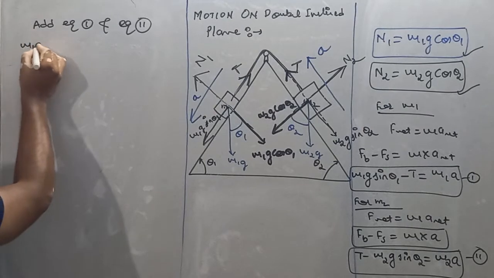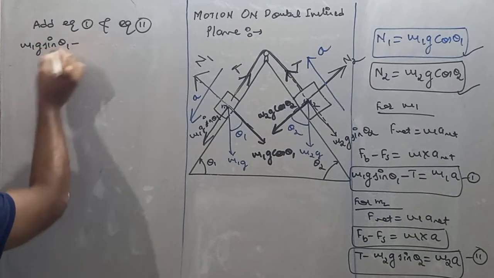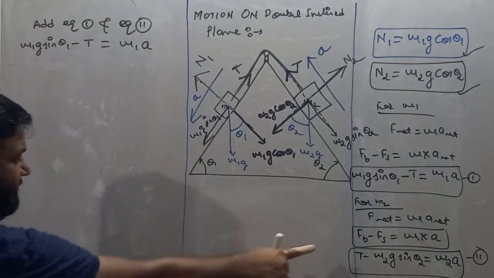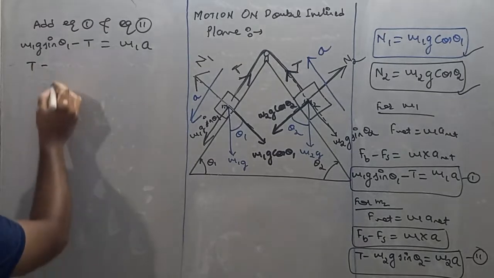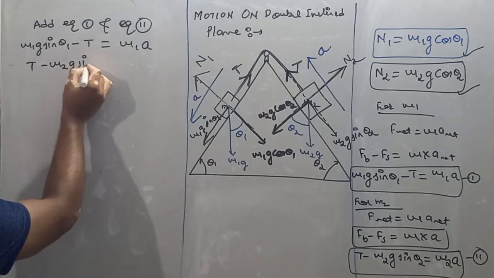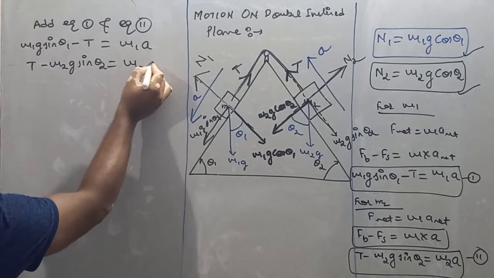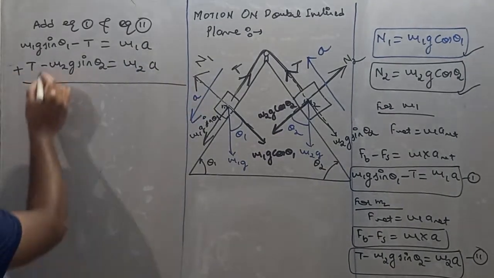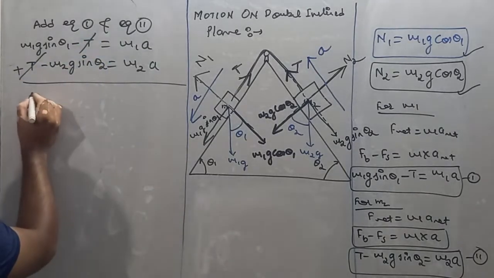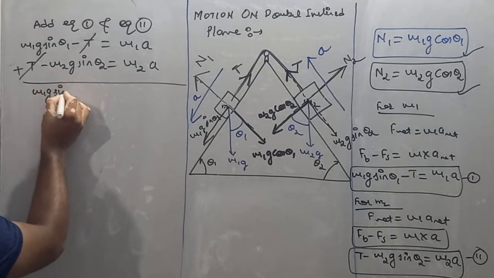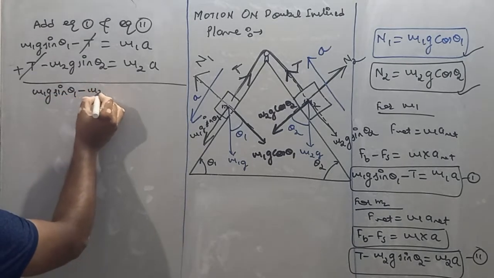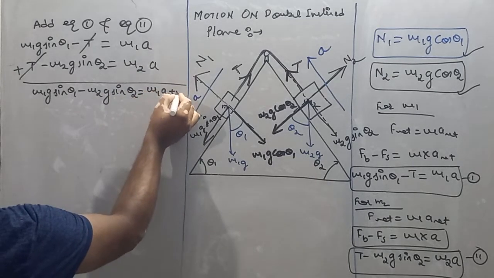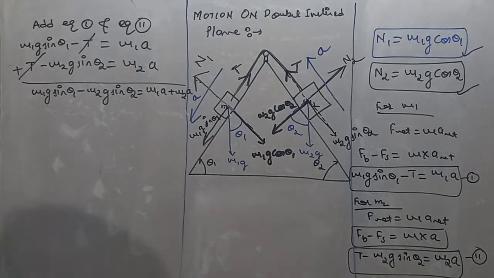It is m1g sin theta 1 minus T is equal to m1a. This is your first equation. T minus m2g sin theta 2 is equal to m2a. This is your second equation. Now we have to add both equations. So T and T get cancelled. So what we'll get? m1g sin theta 1 minus m2g sin theta 2 is equal to m1a plus m2a. I hope you all understand this thing.